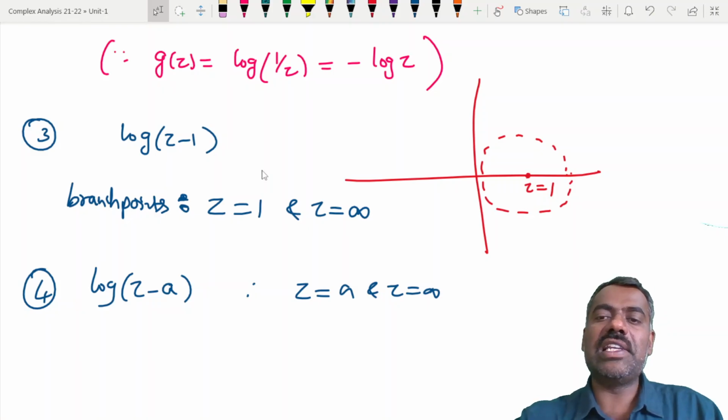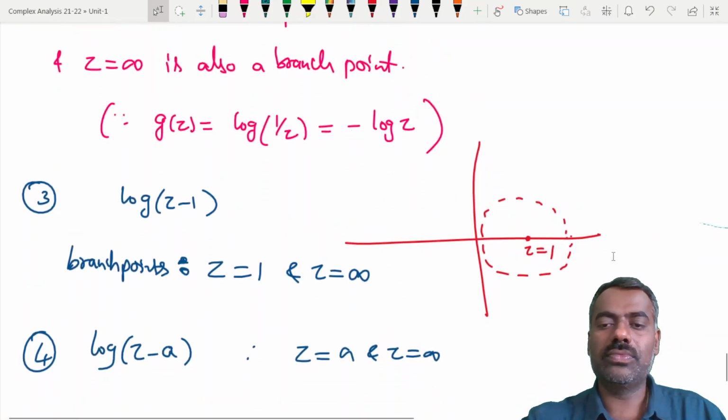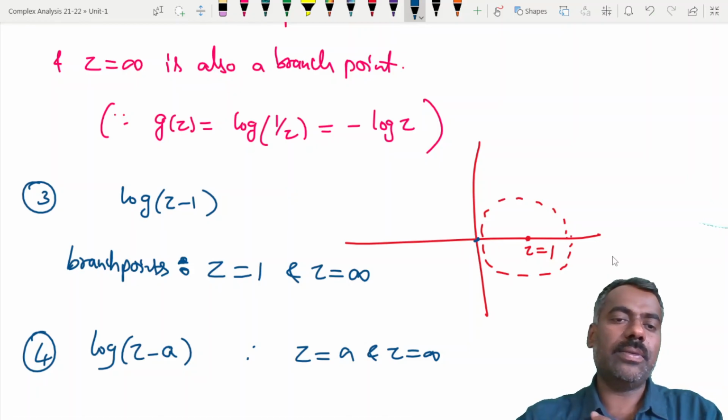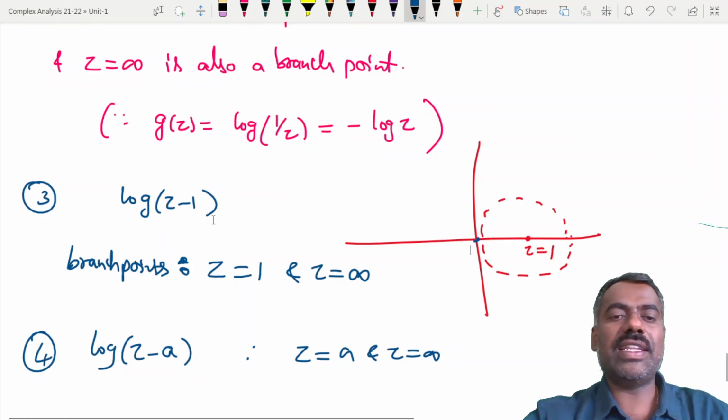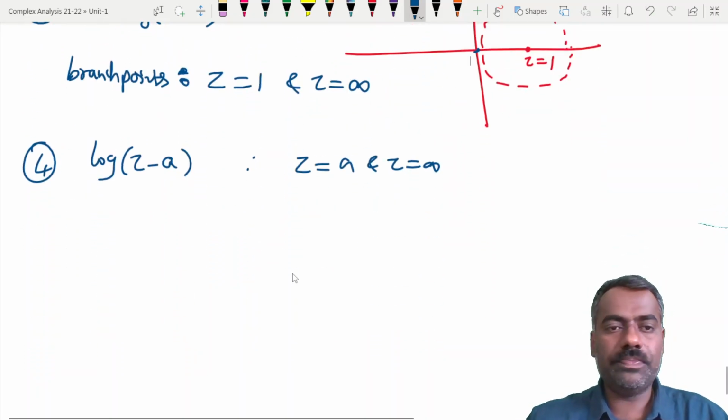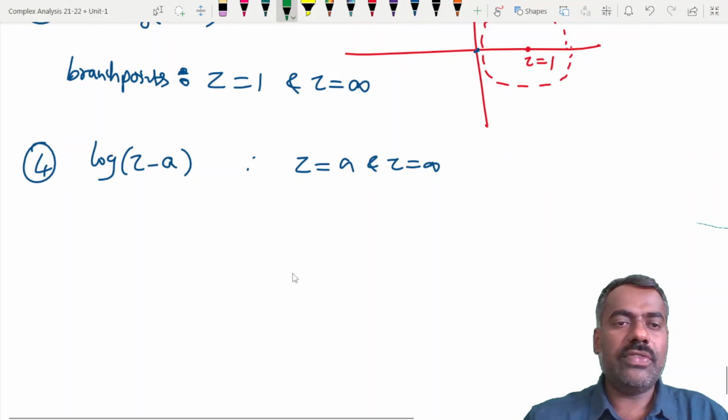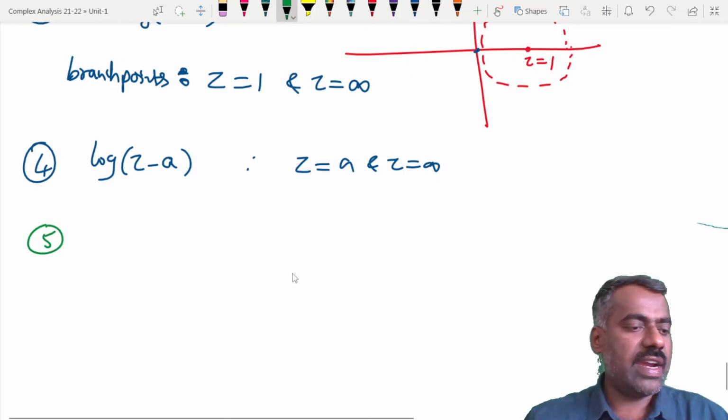It is just like a translation. Yes or no? Earlier it was here. Now it is shifted. That's all. So you can understand that this is when the inside one is 0. Okay, fine. Now take quickly another example and see what you can find.